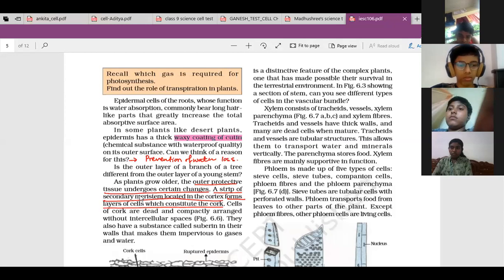Ma'am, the brown protective cover of the trees is the cork? Yes. What is cortex? The outer layer. Epidermis and cortex are the same? Same, yeah.